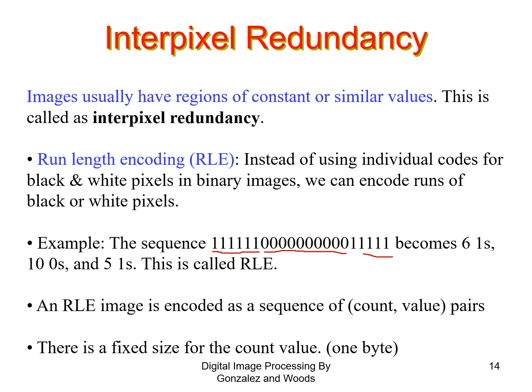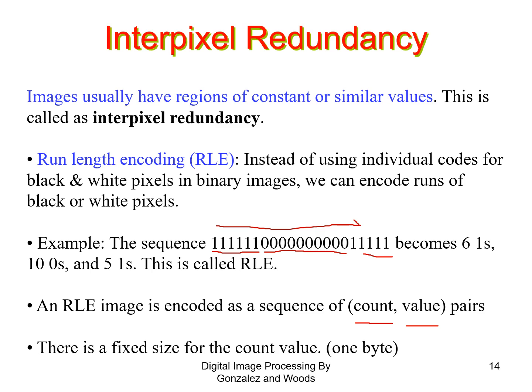So instead of writing this entire row like this, I can write in brackets 6 comma 1, that is 6 times 1, then 10 and 0, then 5 and 1. So this is called a count value pair.